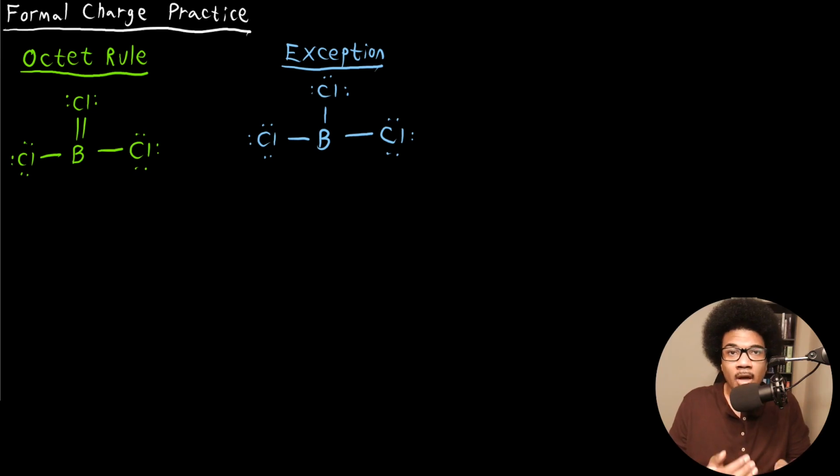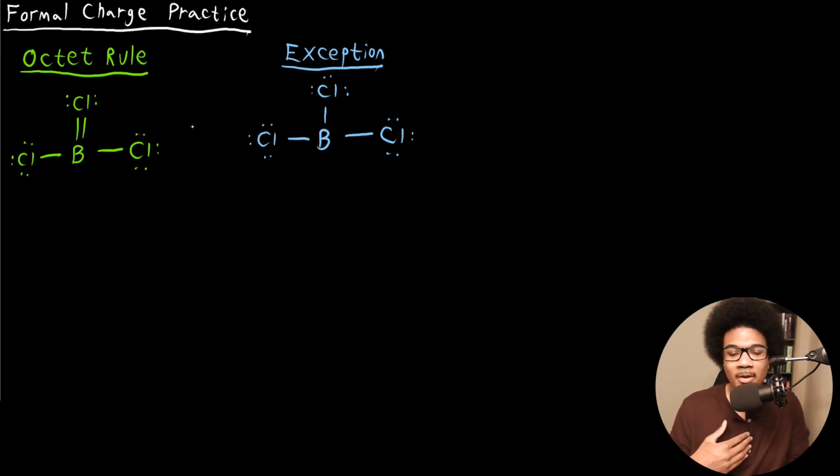In this video, I want to go over an example practice problem with applying formal charges in order to determine the most stable Lewis structure. So I promised I would come back to this when I introduced exceptions to the octet rule in one of the previous lectures, and I will make good on that promise.